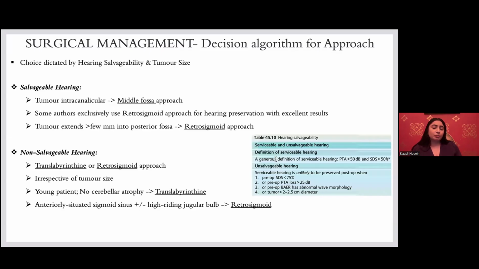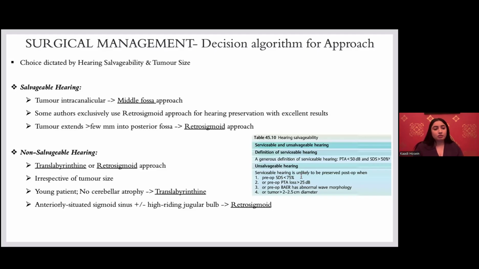Now, differences of opinion do exist regarding how much of the tumor in the CPA can be removed via this approach, and some authors exclusively use the retrosigmoid approach for hearing preservation, even for these tumors, with excellent results. If the tumor extends more than a few millimeters into the posterior fossa, then utilize the retrosigmoid approach. It's generally accepted that the cisternal part of the tumor is not well exposed by the middle fossa approach, especially regarding the ability to dissect the tumor off the nerves.